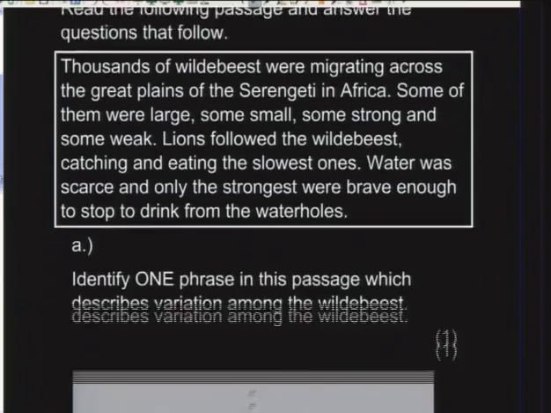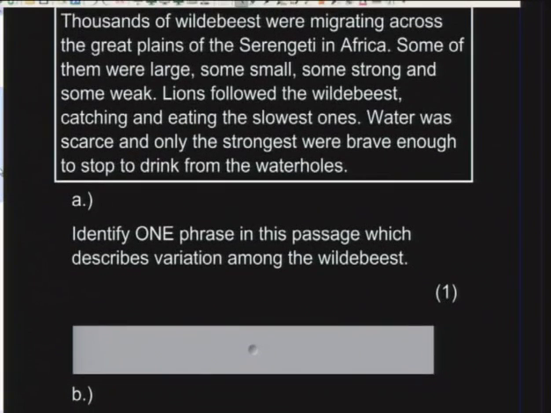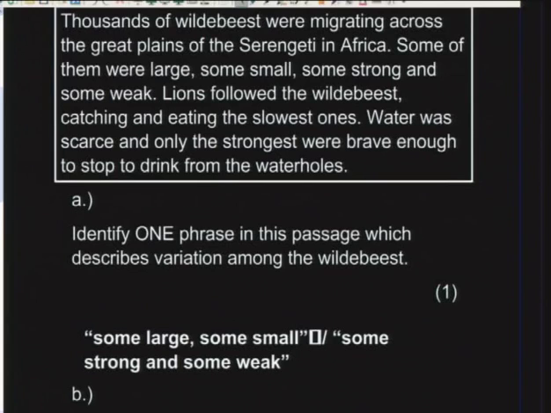Nice little paragraph. They want to know from you, identify one phrase in this passage which describes variation among the wildebeest. And that was, some were large, some were small, some were strong, and some were weak. Any one of those sets. This is one set, some large, some small. Difference, variation. Some strong, some weak. That's another variation.